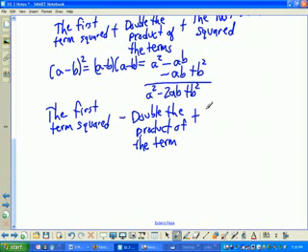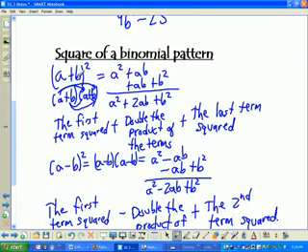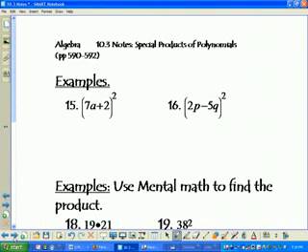Plus the second term squared. So notice the first and last term are always positive. The middle term is negative when I'm subtracting, the square of a subtracting binomial, and adding when I have addition. So let's take a look at an example here.